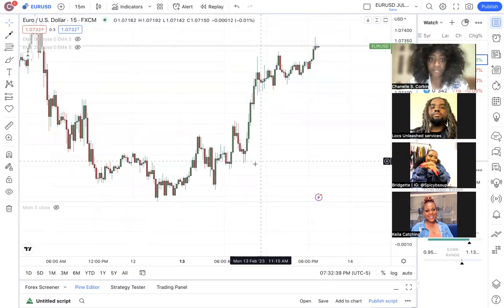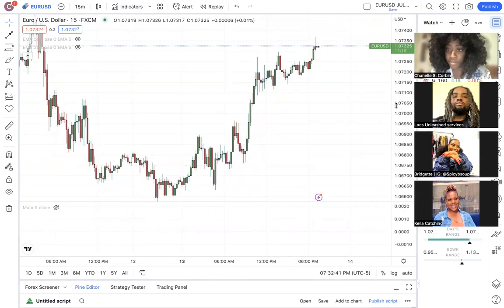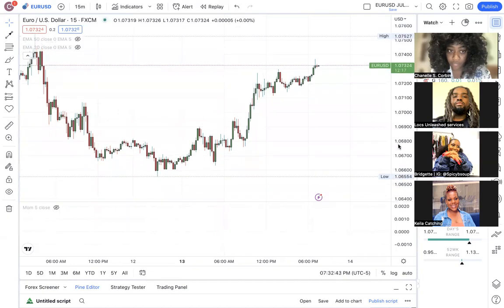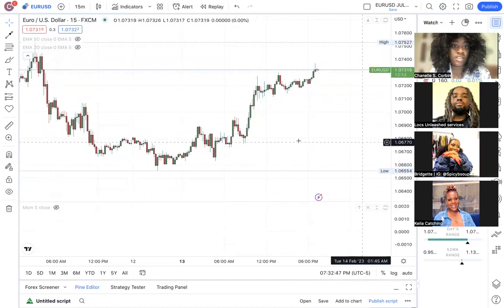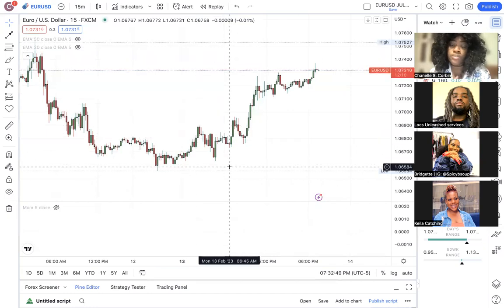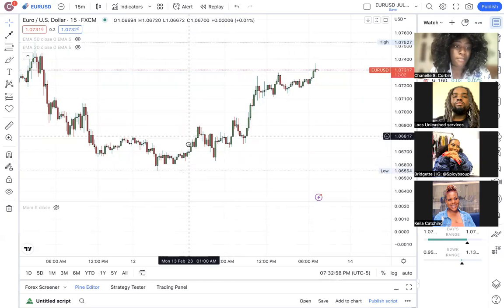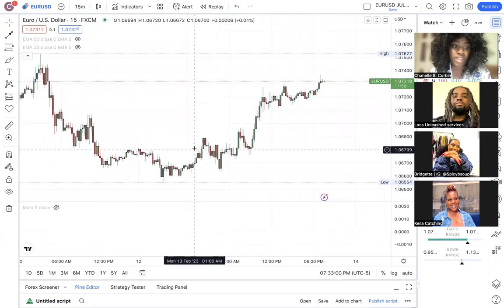So here we go. I need to make this a little smaller. All right, so the currency pair that we're going to be analyzing, just to catch you up, is EUR/USD. And we're just going to be looking at a simple strategy that confirms when we should get in the trade and when we should get out of the trade. But first, we're going to talk a little bit about market structure.